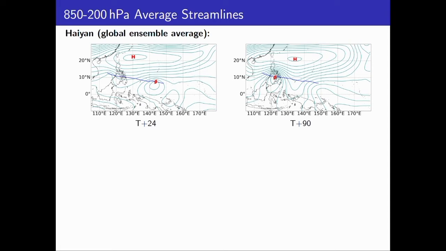And Haiyan was a pretty textbook storm for this region. It formed on the southern periphery of this subtropical high, and this is anticyclonic, so it's going clockwise, the winds around the high pressure system. And it just follows the southern periphery of this high across the Philippines and in a straight line.